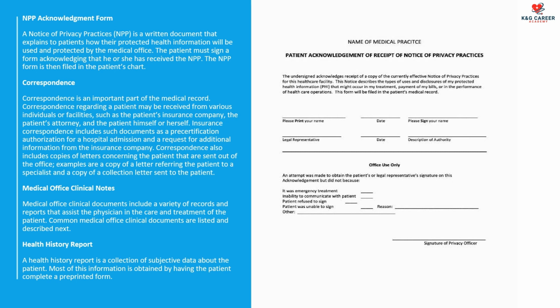Insurance correspondence includes such documents as a pre-certification authorization for a hospital admission and a request for additional information from the insurance company. Correspondence also includes copies of letters concerning the patient that are sent out of the office. Examples are a copy of a letter referring the patient to a specialist and a copy of a collection letter sent to the patient.